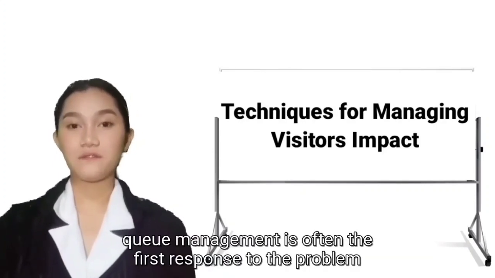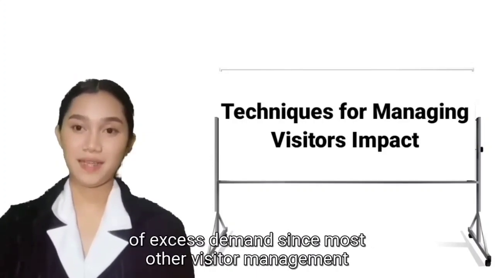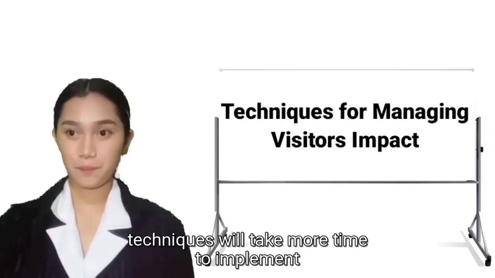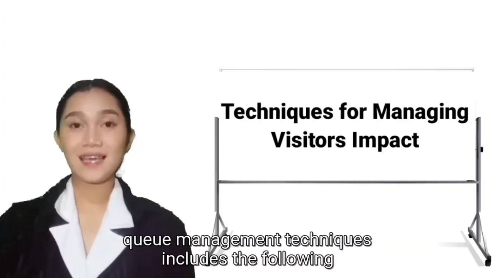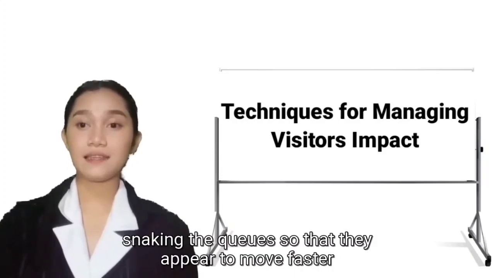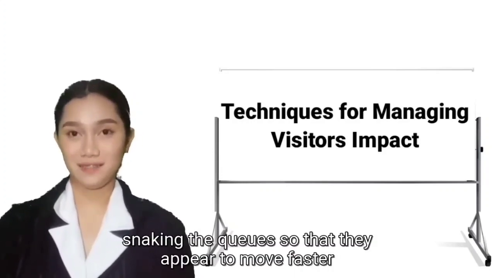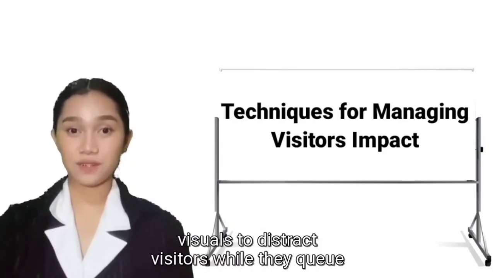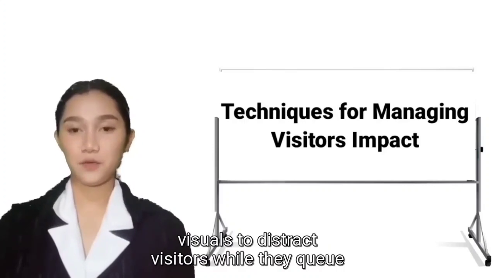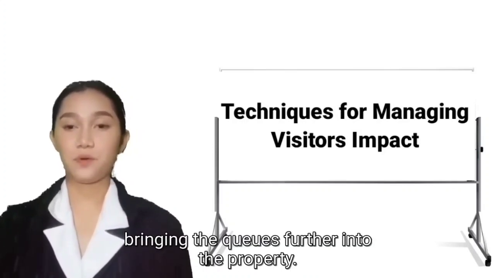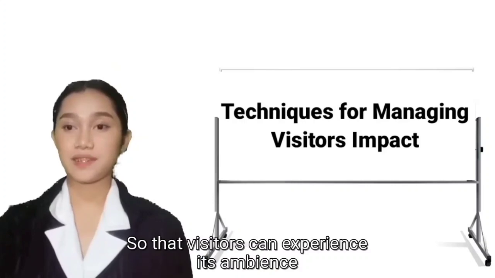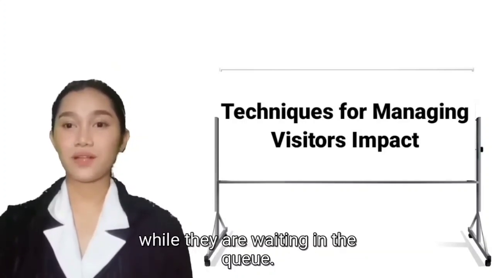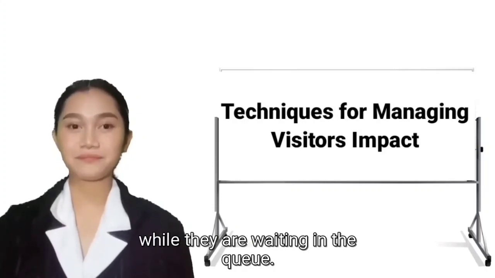Queue management is often the first response to the problem of excess demand, since most other visitor management techniques will take more time to implement. Queue management techniques include the following: snaking the queues so that they appear to move faster, providing literature and displays, perhaps like audio-visuals, to distract visitors while they queue, bringing the queues farther into the property so that visitors can experience its ambience while they wait, and lastly, entertaining the visitors while they are waiting in the queue.